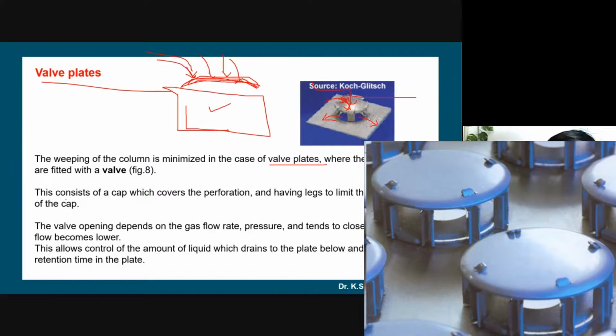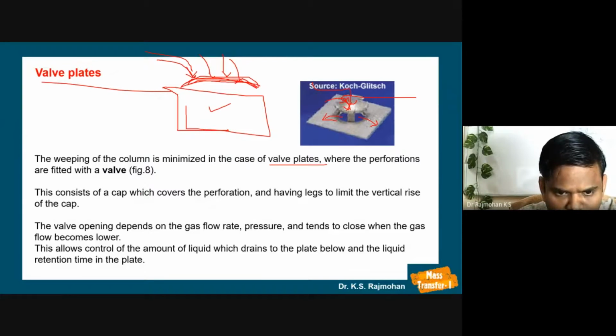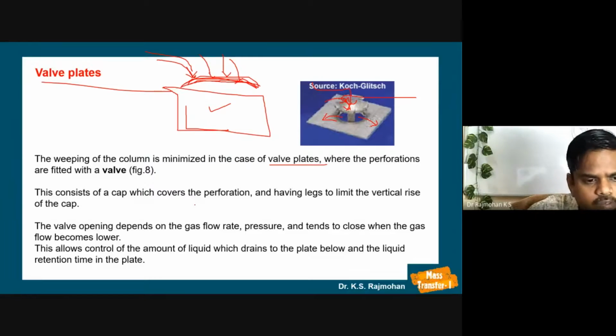This is a valve which will move up and down depending upon the pressure exerted by the gas on it. We will show you a demo video later. This valve tray is similar to a bubble cap, but it is a simplified design, just a tent over a playground, but with movable legs. In valve plates, we have a cap which covers the perforation and has legs to limit the vertical rise of the cap. These legs limit the vertical rise of the cap.